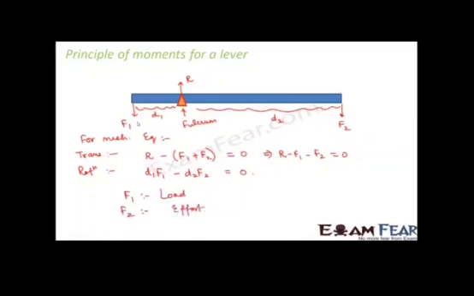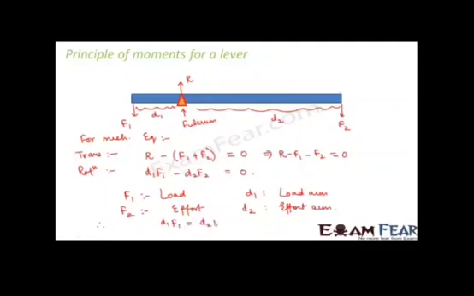Effort. So this is load and this is effort. Therefore, the distance from the load to the fulcrum is the load arm, and the distance from the fulcrum to the effort is known as the effort arm. So D1 is equal to the load arm, and D2 is what? The effort arm. Right. So therefore we can write this equation.